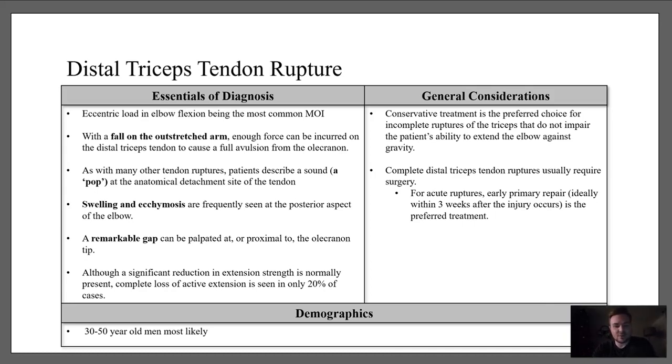And this is usually seen in 30 to 50-year-old men, and usually ones who are chronic, how should I put this? I don't want to pigeonhole anabolic steroid users very much, right? But it takes a lot to rupture this tendon, which is why it's an uncommon one.